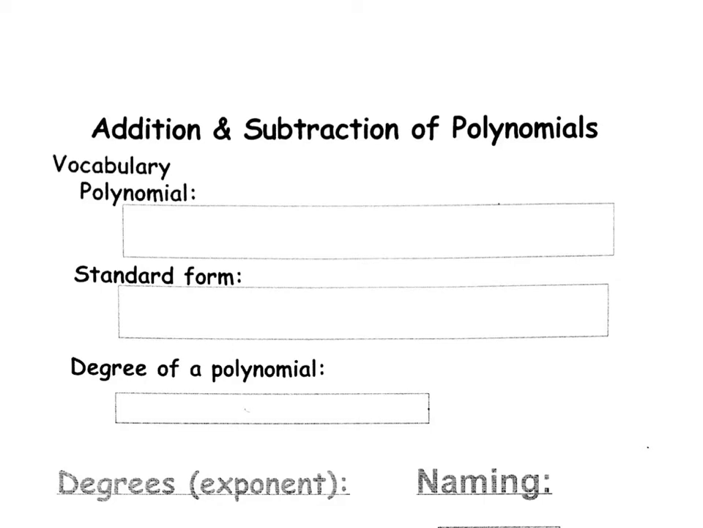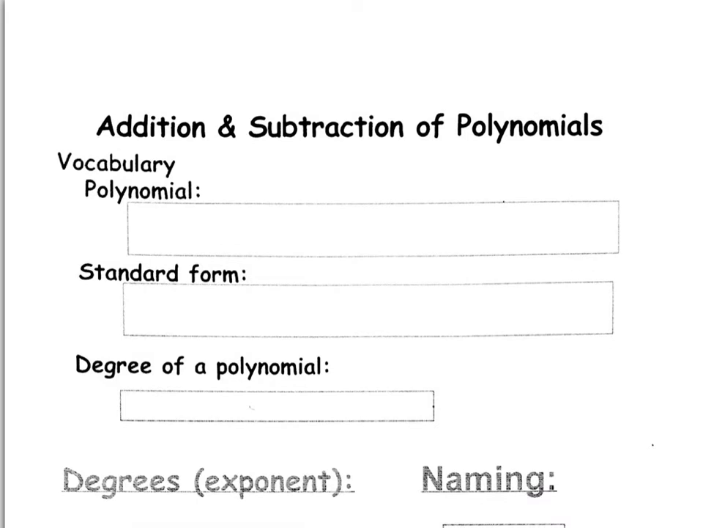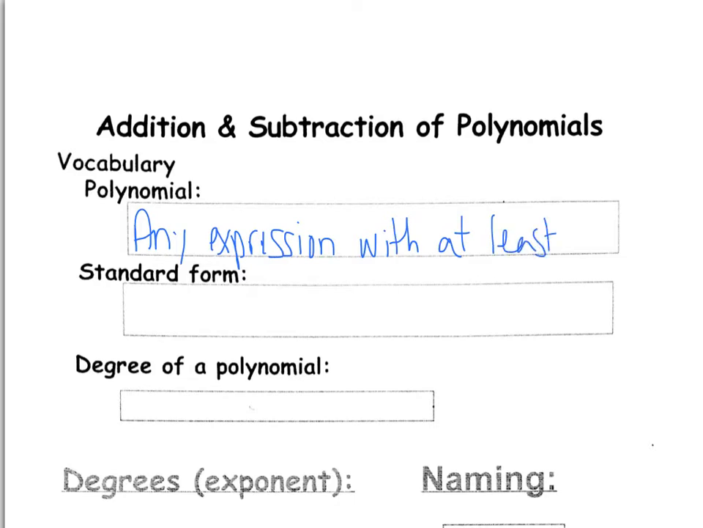So a polynomial is any expression with at least one term. So we can just write here, any expression with at least one term. So, for example, and you might want to write examples up here, I'll just put examples.